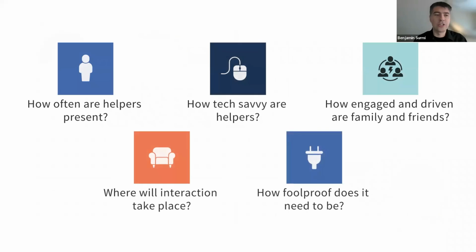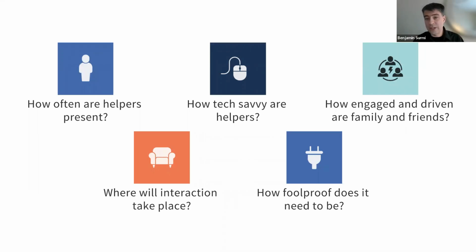Some other questions to ask yourself are, how often are helpers present in the home? Some tools that are out there, you need to change the batteries every week. You need to keep it plugged in. If the older person can't do that, then they need a helper present often enough to help keep the technology running. How tech savvy are the helpers? If you work with a family where nobody knows how to get onto Wi-Fi, then you have to make sure you're using tools that don't require getting onto Wi-Fi, right? So how tech savvy the helpers are is a very important question when you're picking tech tools.